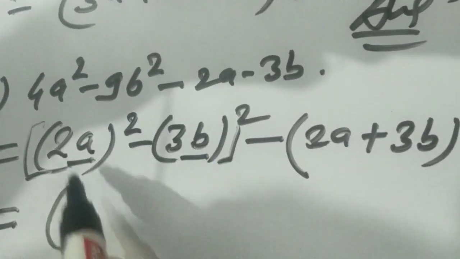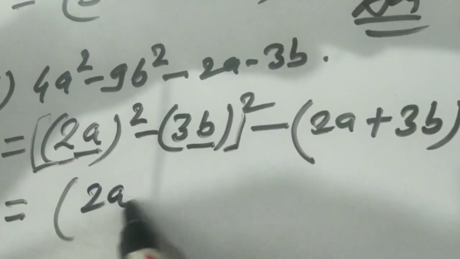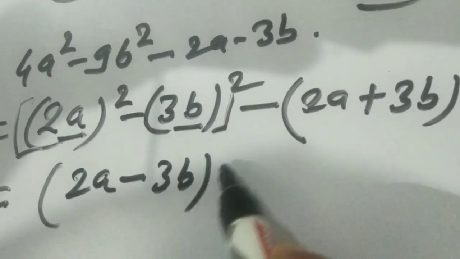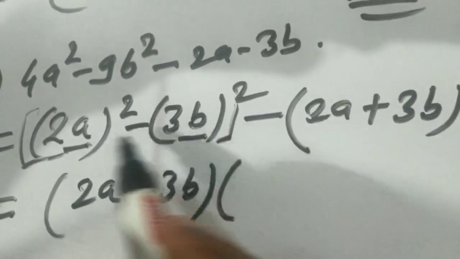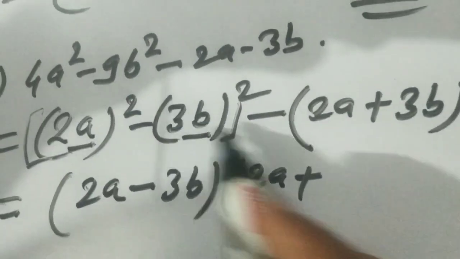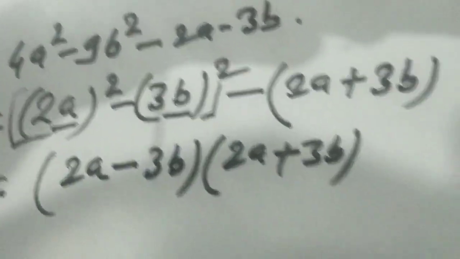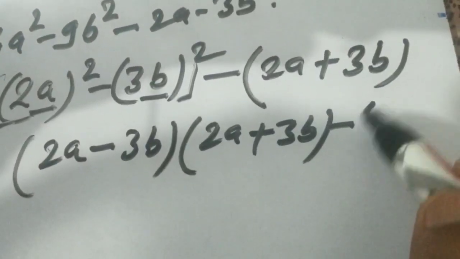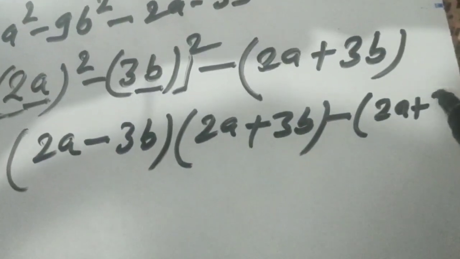So right here, at the place of a there is 2a, and at the place of b there is 3b, minus. And a plus b: at the place of a there is 2a and at the place of b there is 3b. You have to write this also, so it will be 2a plus 3b.